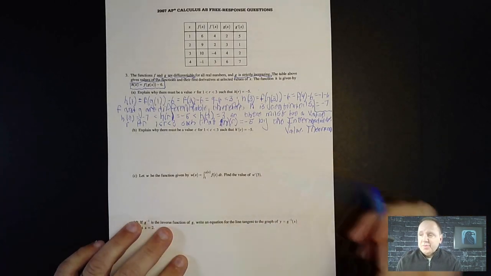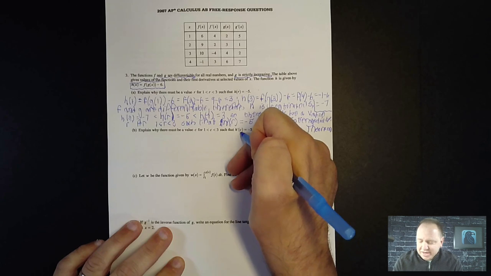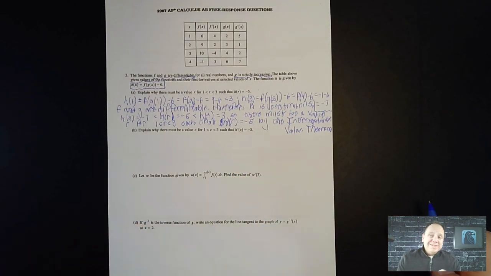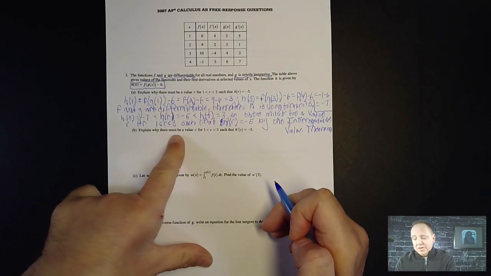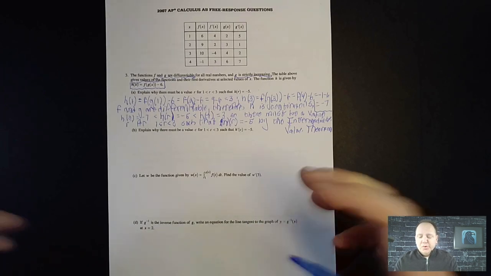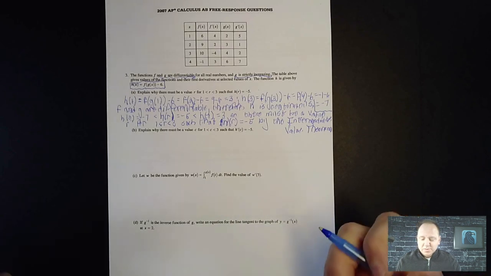All right, next one. Explain why there must be a value c between 1 and 3 such that the derivative of h at some value c is equal to negative 5. The moment I start seeing first or second derivatives where they ask me to explain why there must be a value, I know it's the mean value theorem. And I'm going to show you another one in this playlist because I think you definitely need to know how to do the mean value theorem.